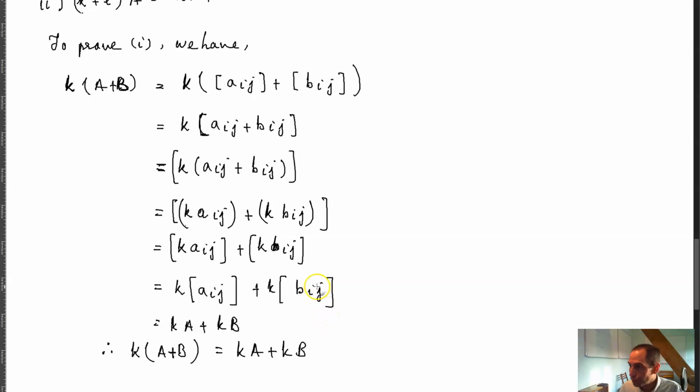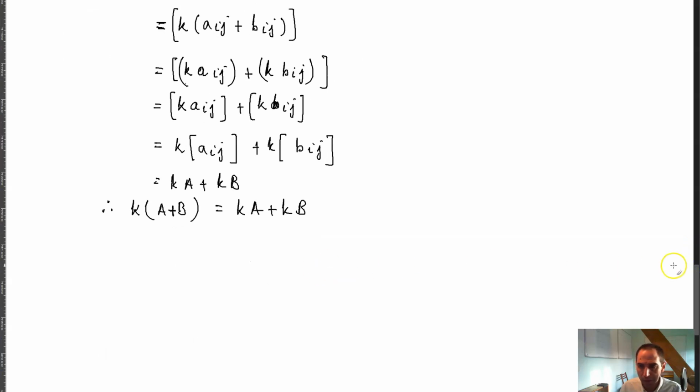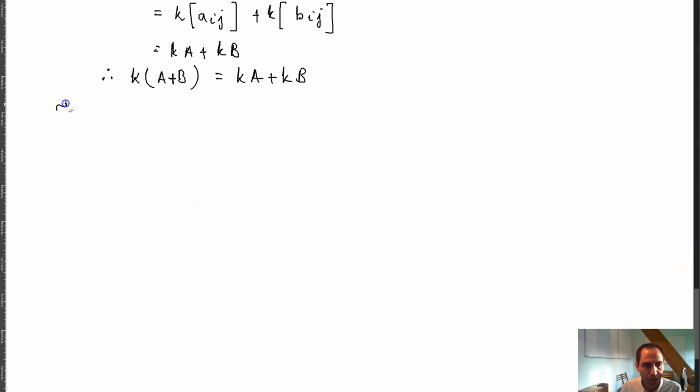Now to prove number two, to prove number two that basically k plus l times a is equal to k times a plus l times a.